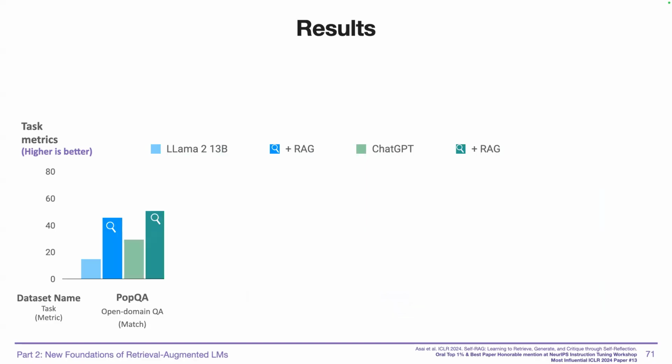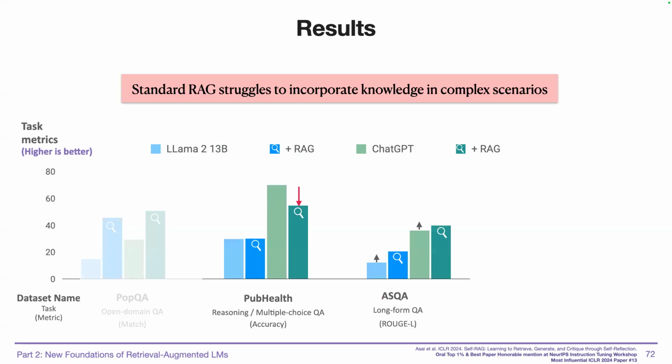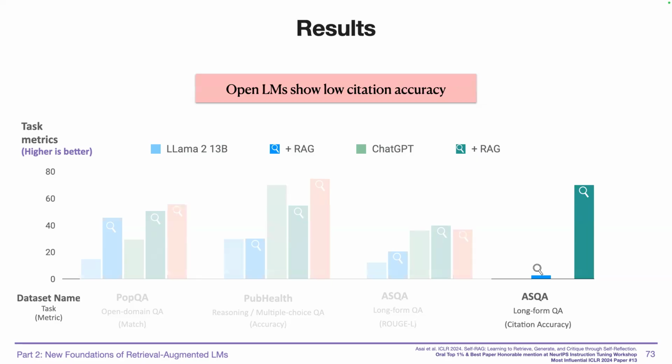On PopQA, a simple QA dataset, standard RAG performs well and gives significant improvement, as seen in part 1. However, on PubHealth and Analysis QA, the standard RAG system gives only marginal improvement. This highlights the difficulty of effectively incorporating documents in more complex scenarios. Moreover, especially open Llama models struggle to generate outputs with citations, resulting in low citation accuracy.